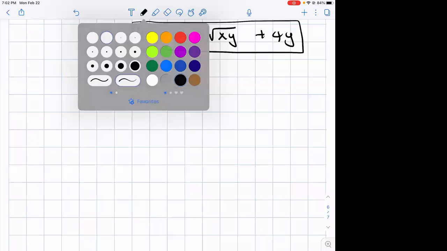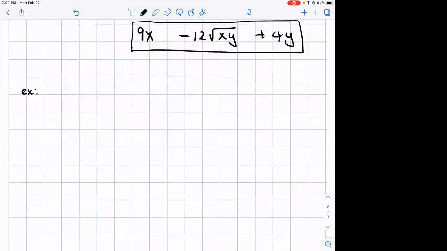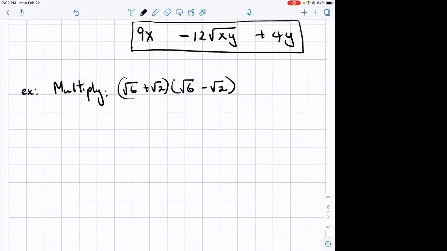Now, in my next example, if I ask you to multiply root 6 plus root 2, and then we have root 6 minus root 2. So notice that this is the difference of squares, right? Notice that this is difference of square. These are exactly the same, except the signs are different.